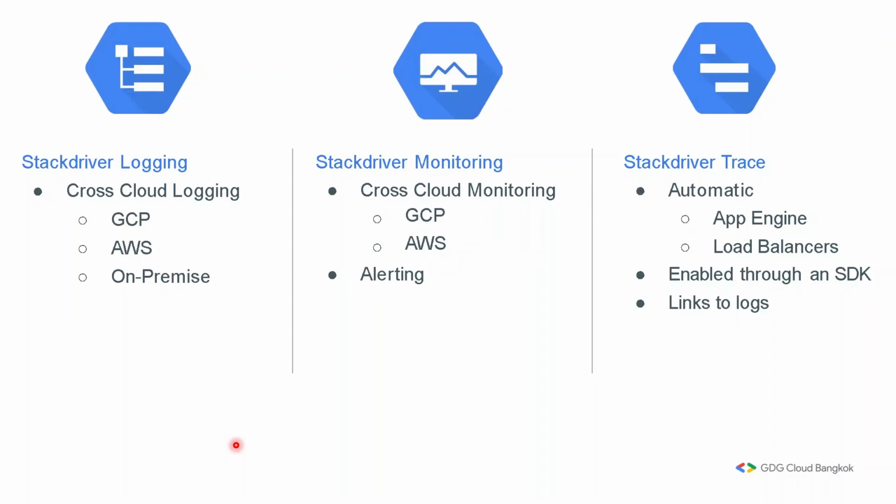Operation services. And in operation services, we have Stackdriver Logging, Stackdriver Monitoring, Stackdriver Trace. In Stackdriver Logging, we can do cross-cloud logging. We have GCP, AWS, and on-premise. And in Stackdriver Monitoring, we have cross-cloud monitoring like GCP and AWS. It supports alerting. And in Stackdriver Trace, we can automatically create traces for App Engine and load balancers, and it is enabled through an SDK. And we have links to logs.